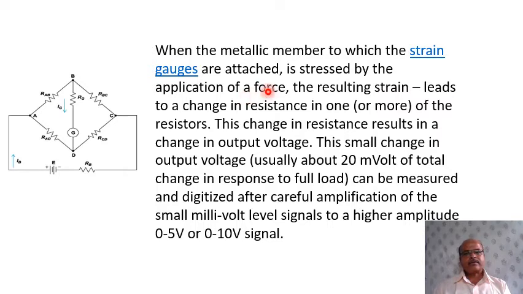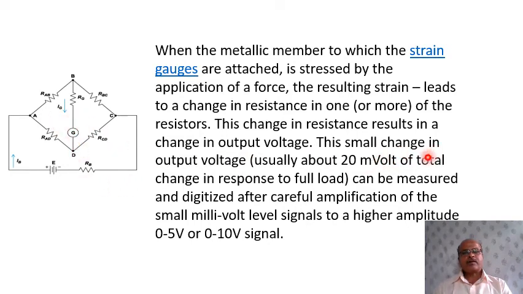Okay, that is when the metallic member to which the strain gauge is attached is stretched by application of force. The resulting strain leads to a change in resistance in one of the resistors. So there is a change in value of one of the resistances. This change in resistance results in a change in output voltage. Therefore, there is a change in output voltage.